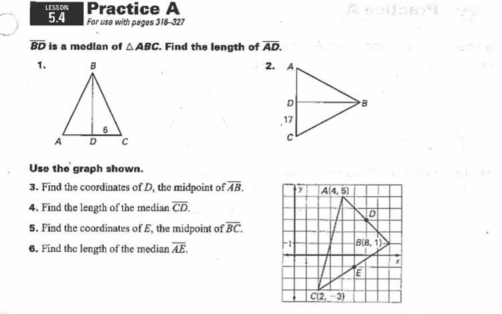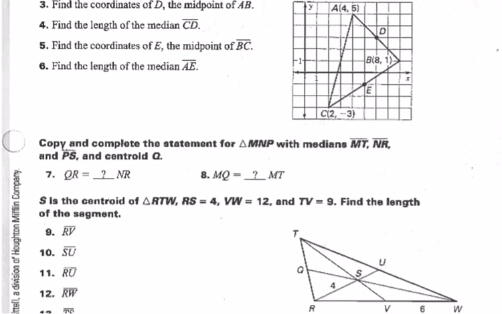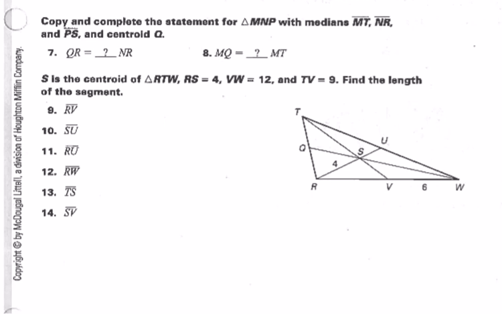Alright, 5.4, we have medians and altitudes. A median connects a midpoint to the opposite vertex. So when I ask for AD, it's going to be 6, and this is going to be 17. We're going to skip the graphing one because we worked that out in class together. Now copy and complete the statement when we are looking at medians. It's going to be easiest if I work through these examples.